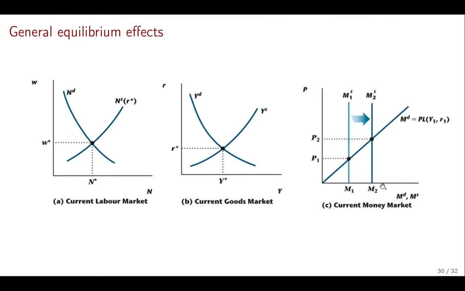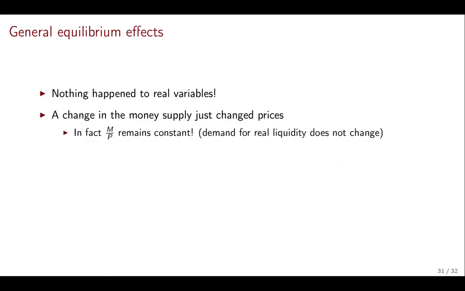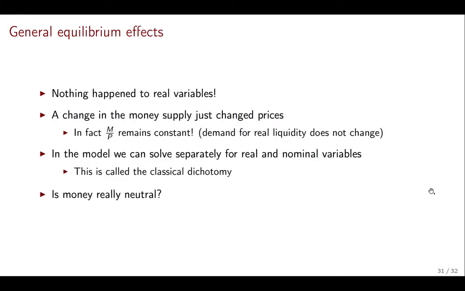Nothing real changes. You just get more money supply, prices are going to adjust. And so that's what's behind the result of money neutrality. The general equilibrium effect is not there. Nothing happens to real variables, and the change in money supply just changes prices. In fact, M over P, that's the real quantity of money, the demand for real liquidity, does not change. And because M over P does not change, you get this result that the percentage change in M has to be equal to the percentage change in P. So the money growth rate is the same as the growth rate of prices, so it's the same as inflation.